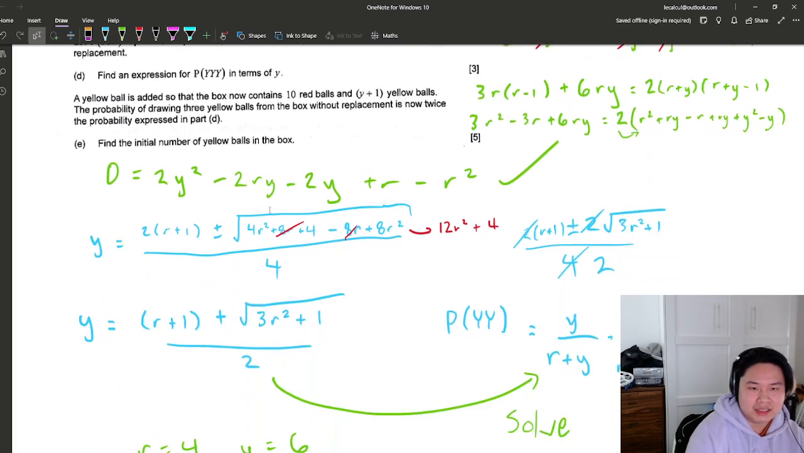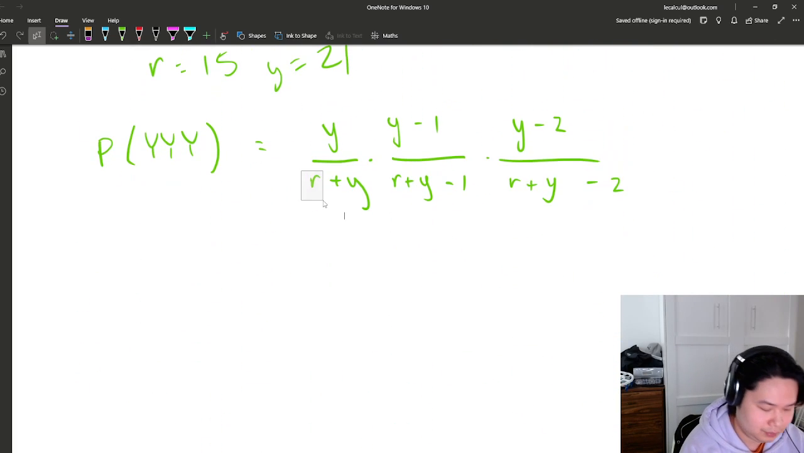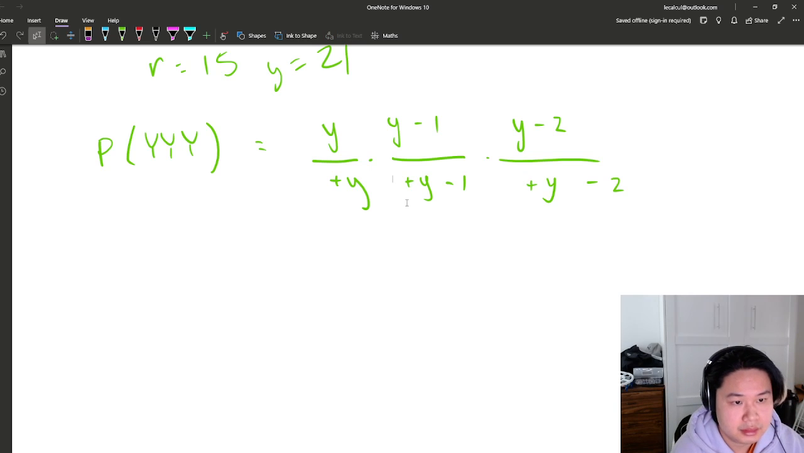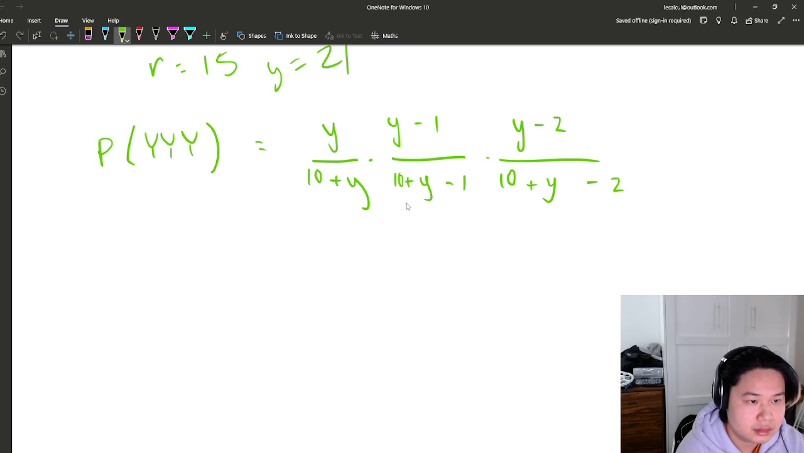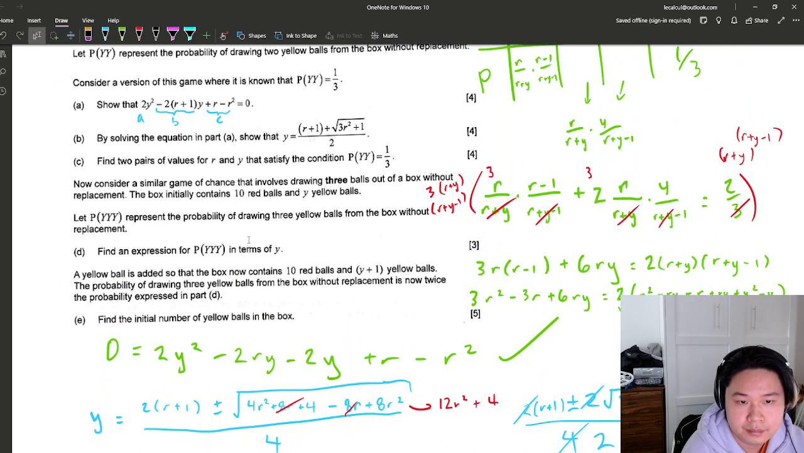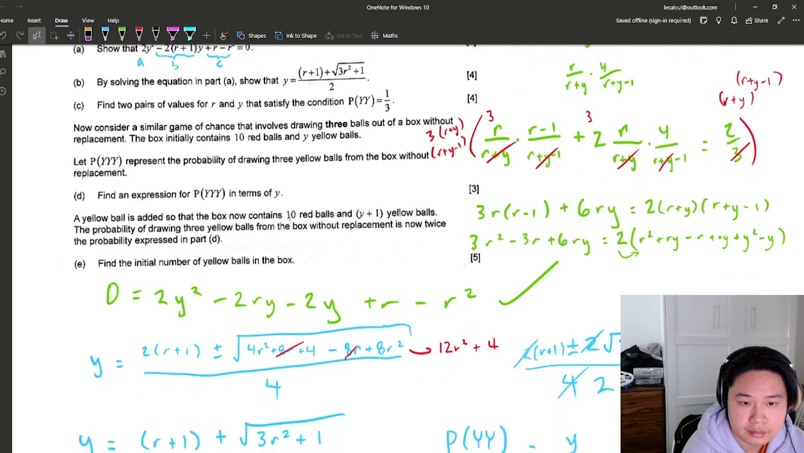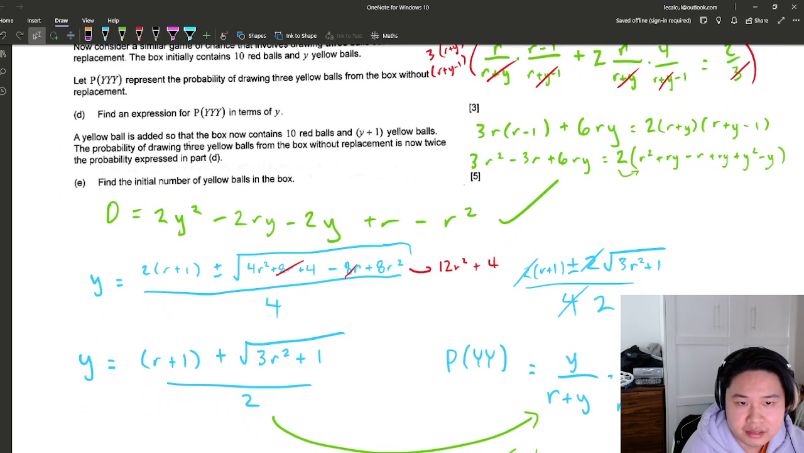Oh, here. Because now you know there's 10 balls. Okay. Read the question. Okay, then you add a yellow ball, so now it's +1. The probability of drawing 3 yellow balls is now twice the probability expressed in part D. Find the number of yellow balls in the box.